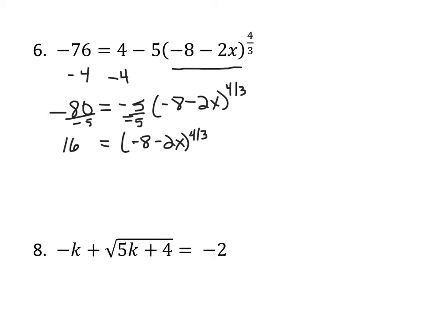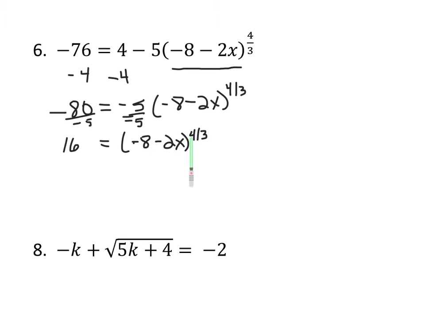So I'm going to show the steps for that, and then we'll continue solving. All right, so the first thing I did here was I subtracted 4 from both sides of this equation. And that gave me negative 80 equals negative 5 times negative 8 minus 2x to the 4/3. The next thing I want to do is eliminate this 5 because I really don't want it in the way, so I divide out the negative 5, and I get negative 80 divided by negative 5 is positive 16 equals. And now I have my expression isolated.